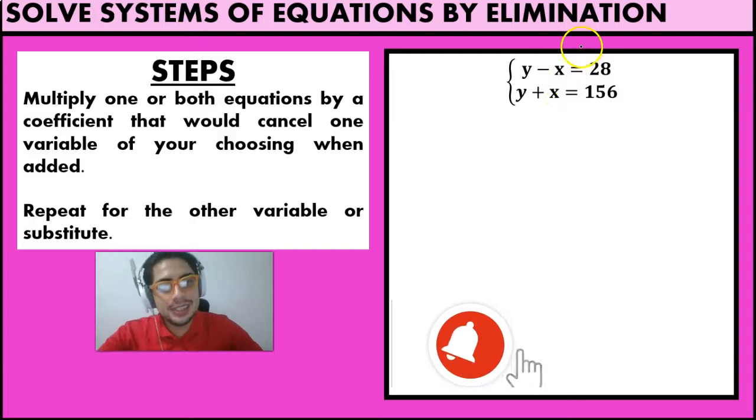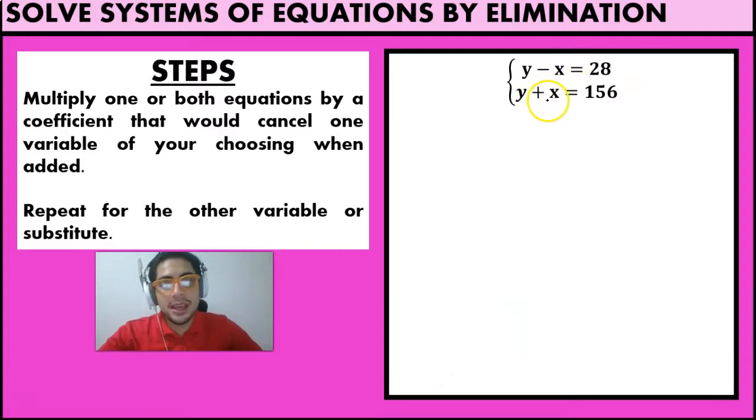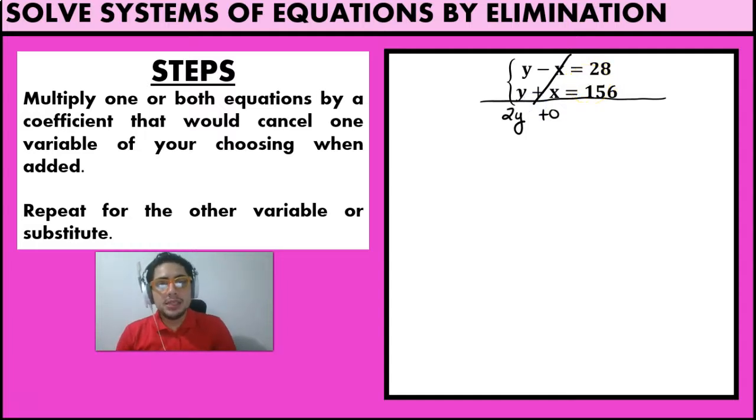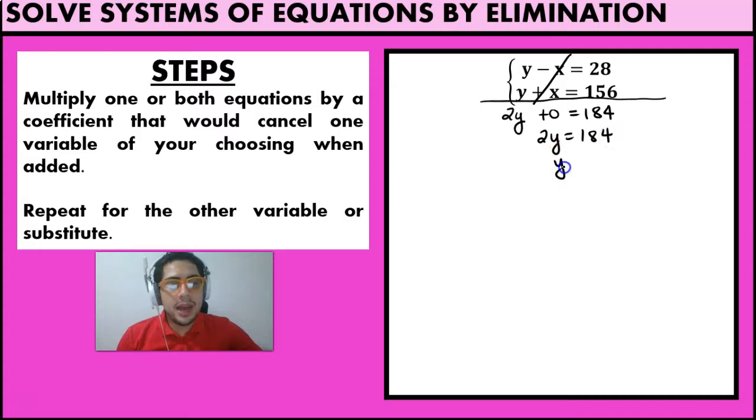In this case, as you can clearly see, minus x and plus 1x are already able to be eliminated, because when we add these two equations, y plus y is 2y, and minus x plus x is 0, so it cancels. And then we have 28 plus 156, which is 184. Now, we know that 2y plus 0 is equal to 184, so y is equal to 184 divided by 2, because the 2 that was multiplying is now dividing. That means the answer of y is going to be 92. Okay, pretty easy and straightforward.